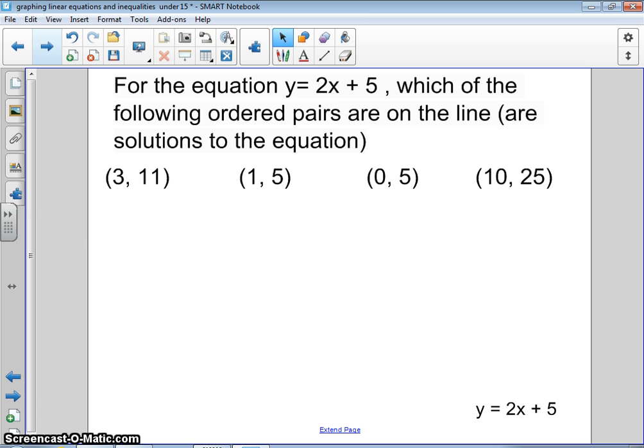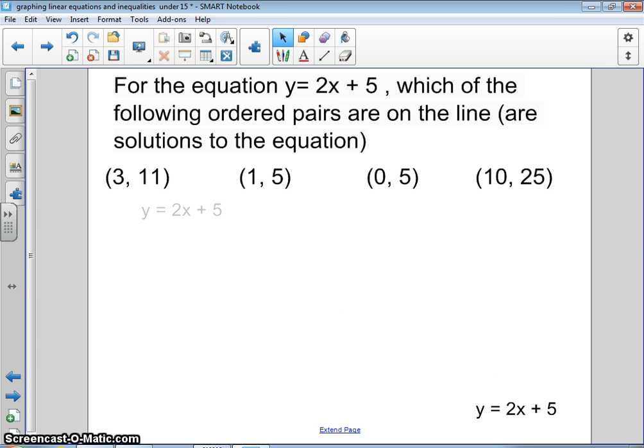Now, we've got an SOL question here from a few years ago. It says, for the equation y = 2x + 5, which of the following ordered pairs are on the line? In other words, the solutions to the equation. Plug those in and give them a shot real quick and hit pause. All right, I'm back. We're going to work these out together.